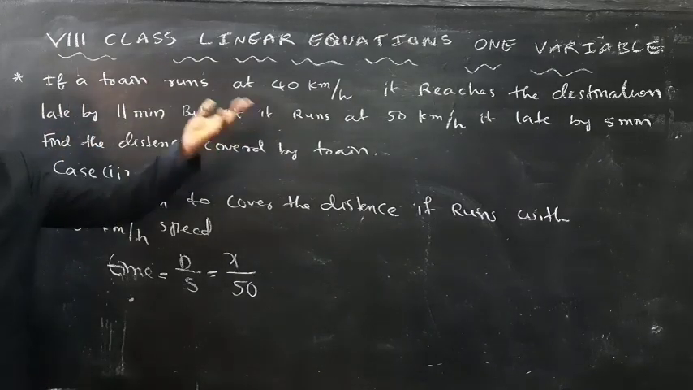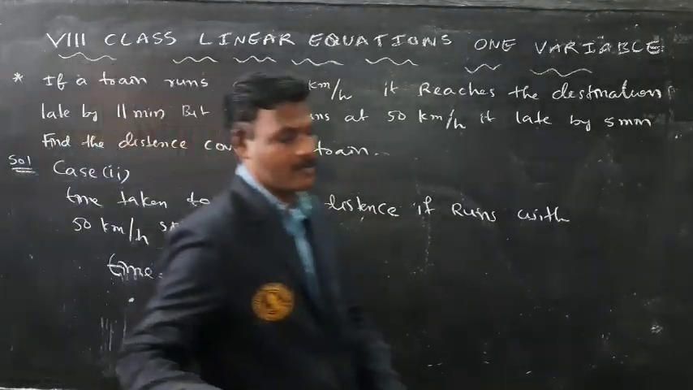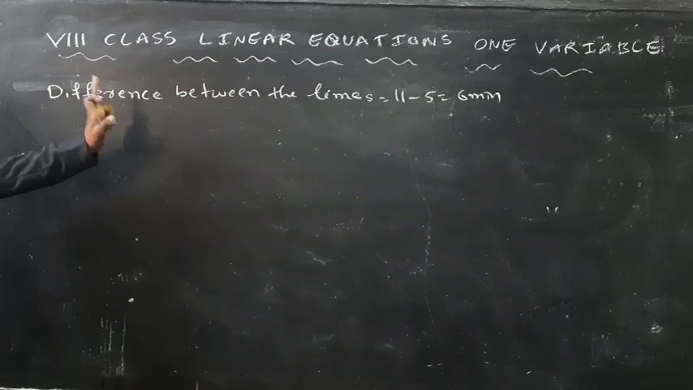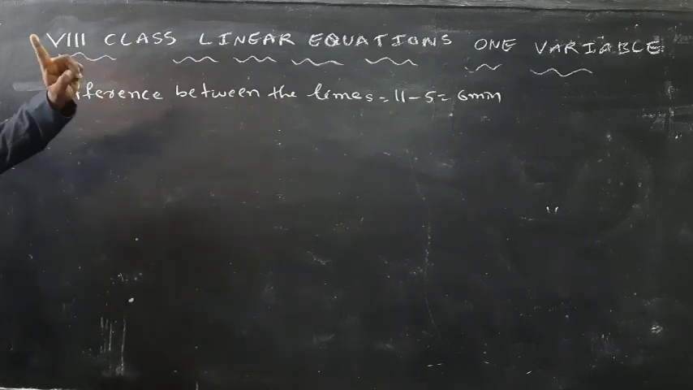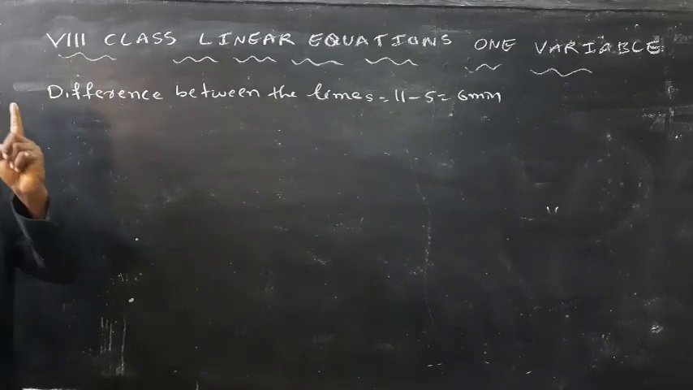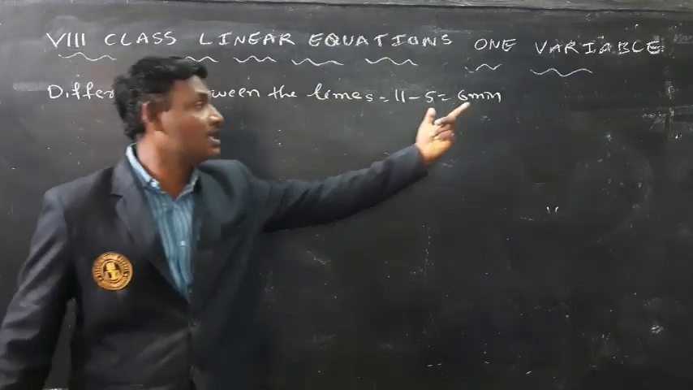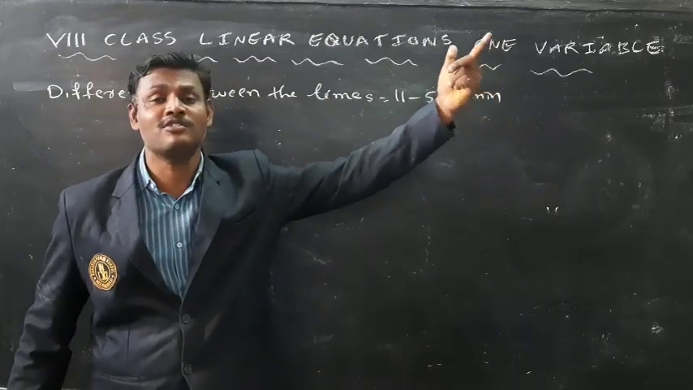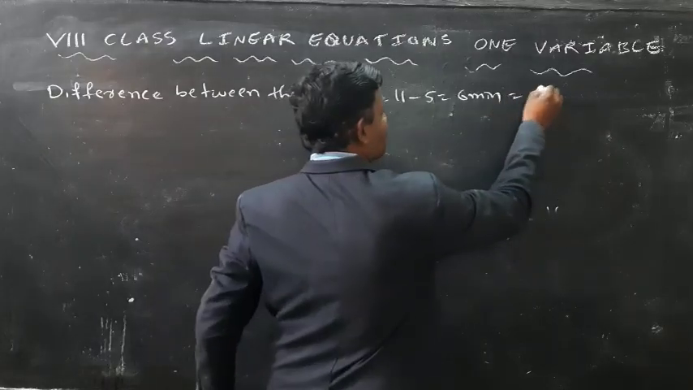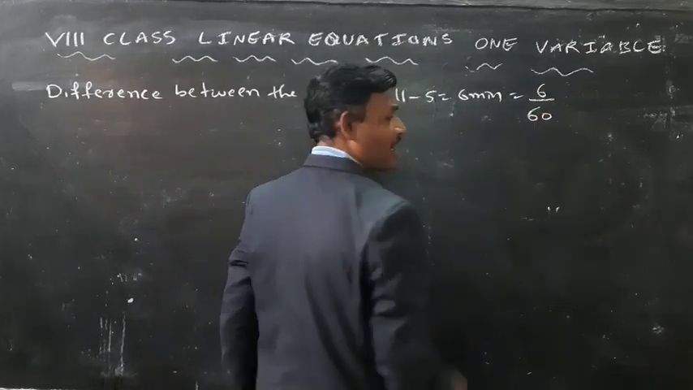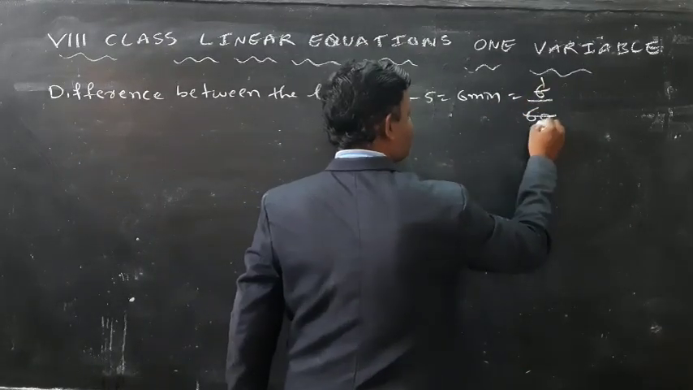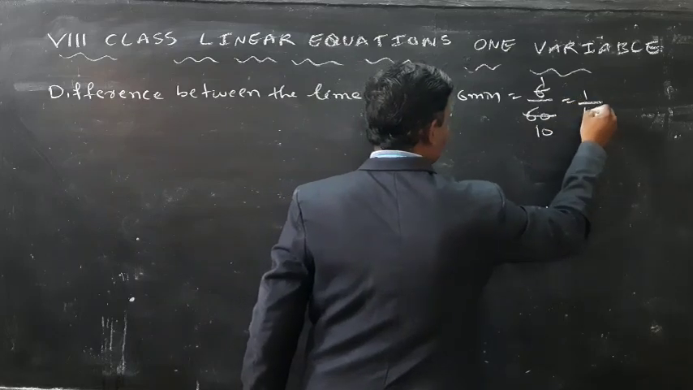And in the second case, 5 minutes late. Now, the difference between the times: 11 minus 5 is equal to 6 minutes. But the speed is in hours. You have to convert these minutes to hours. 6 minutes is nothing but 6 by 60 hours. 6 ones are 6, 6 tens are 60. So it is nothing but 1 by 10.